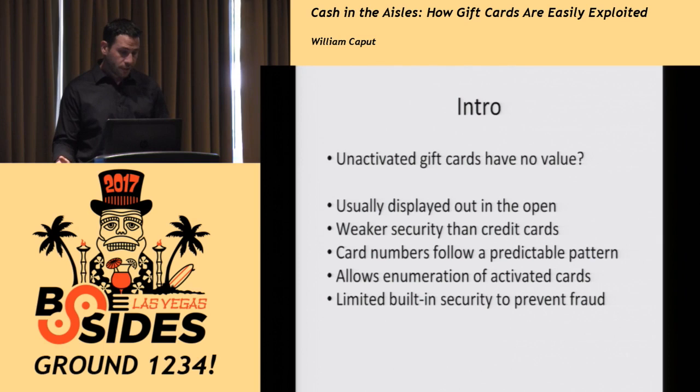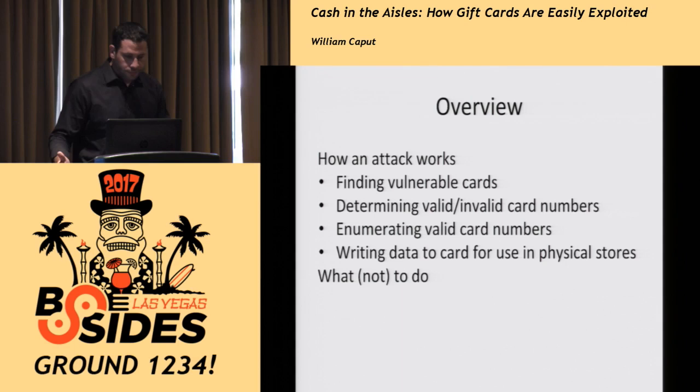They're out in the open so you can take them. They don't have any security measures on them, at least some of them don't now. Some of them have CAPTCHAs or whatnot. You can enumerate them, so quite a bit of fraud is possible. We'll find the value of the vulnerable cards, determine the valid and invalid card numbers, enumerate the valid card numbers, and then write the data to the card to use in the physical store.